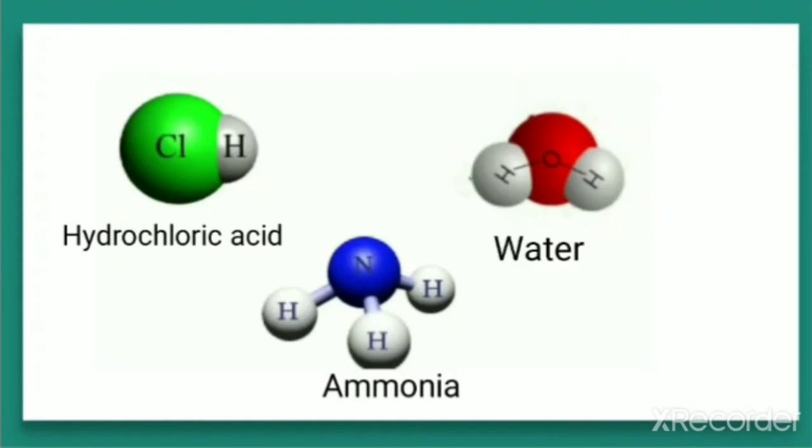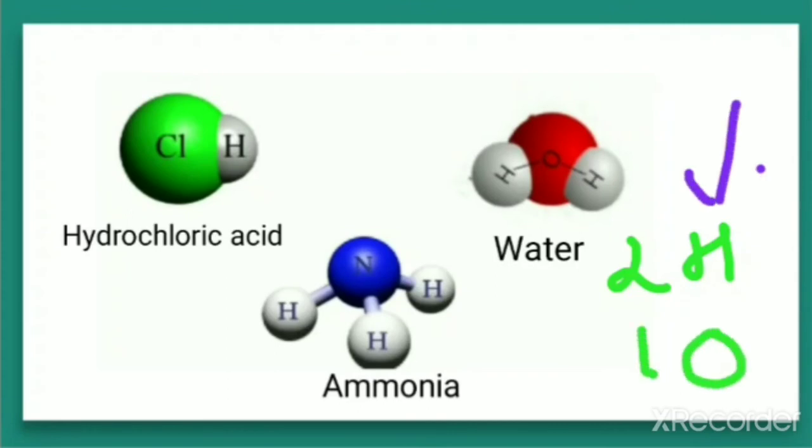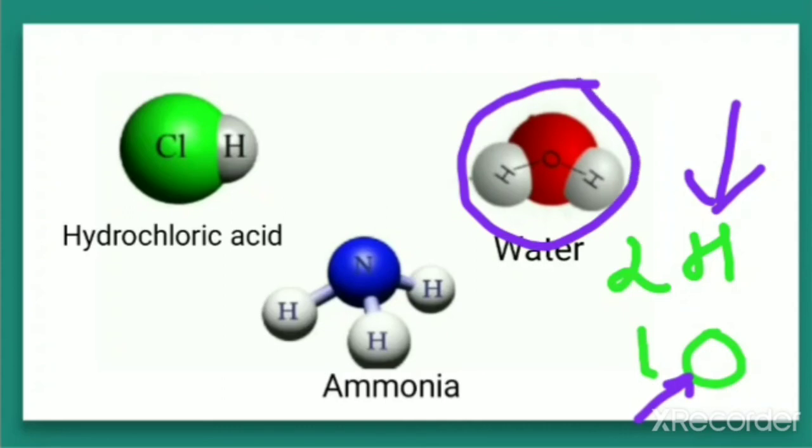But in nature, we come across various types of molecules which are made up of atoms of different elements. Let us take the case of water. Water is made up of two hydrogen and one oxygen. So H is representing hydrogen, O is representing oxygen. So hydrogen and oxygen, these are the atoms of different elements. So this molecule is actually made up of atoms of different elements.